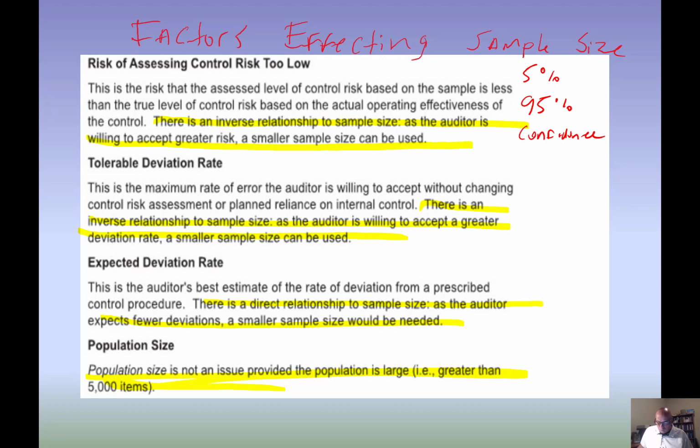Okay, let's look at tolerable deviation rate. Tolerable deviation rate is the maximum rate of deviation from the prescribed control the auditor is willing to accept without determining that the control does not have operating effectiveness, okay? Now, that's a little bit more difficult to see. I think risk of assessing control risk too low is pretty intuitive here. So let's just do an example of a tolerable deviation rate, okay?